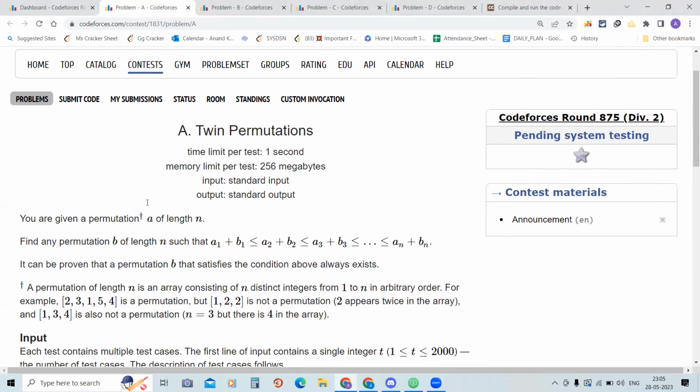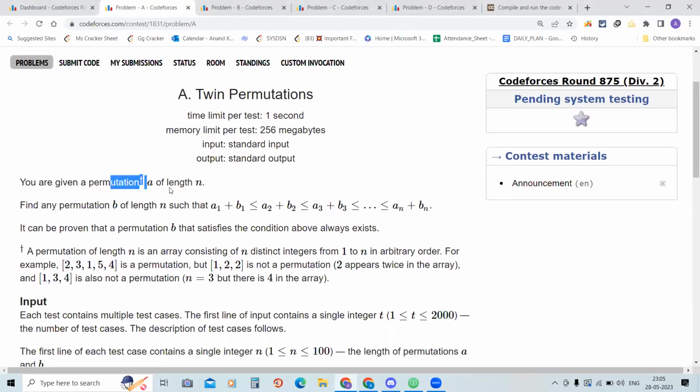So in this, as I said, you are given a permutation A of length n, and you have to find any permutation B of length n such that this condition holds, right? That is A1 plus B1 less than or equal to A2 plus B2, and so on up to An plus Bn. Okay, and it can be proven that such a permutation B always exists.